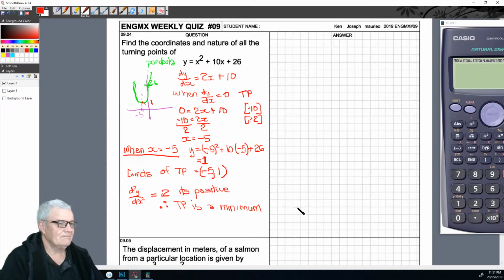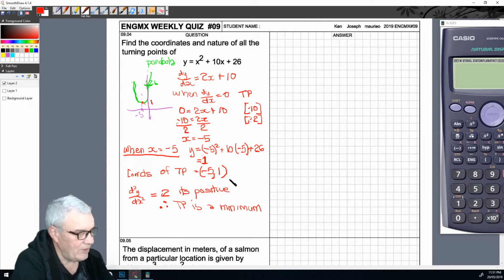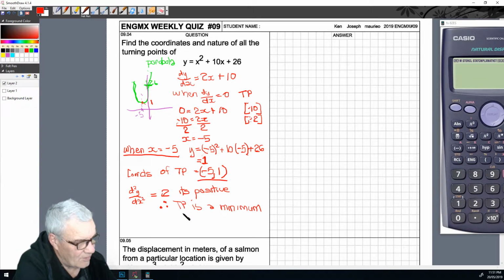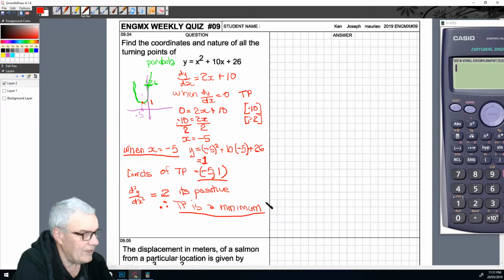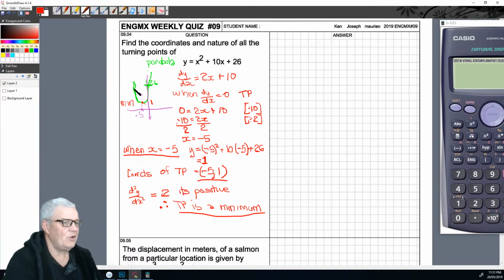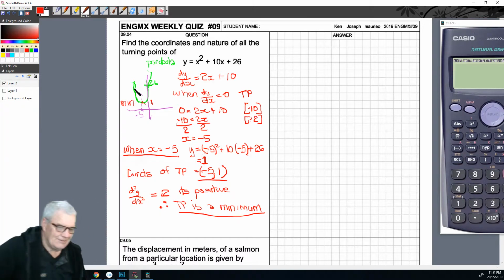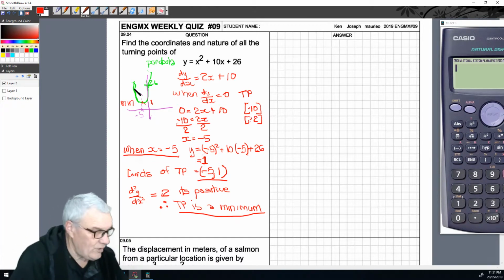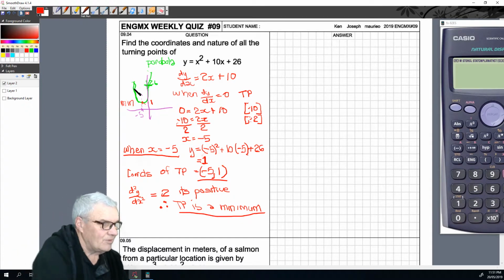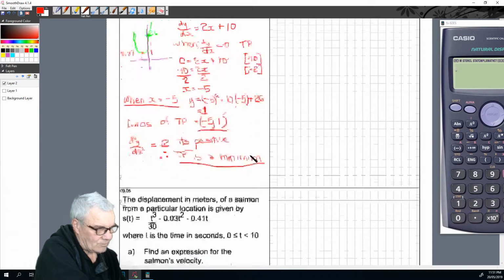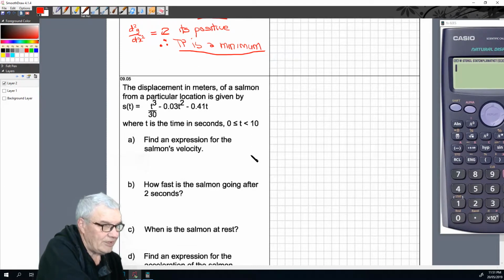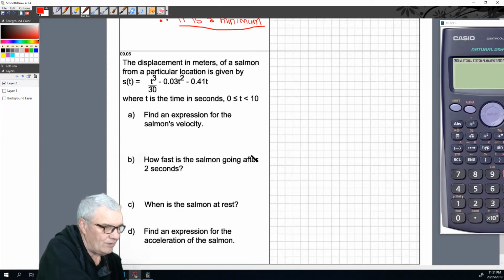Okay, so we have a minimum at -5.1. And we know because we drew the parabola. So moving right along, let's go to this one here, and question 5.